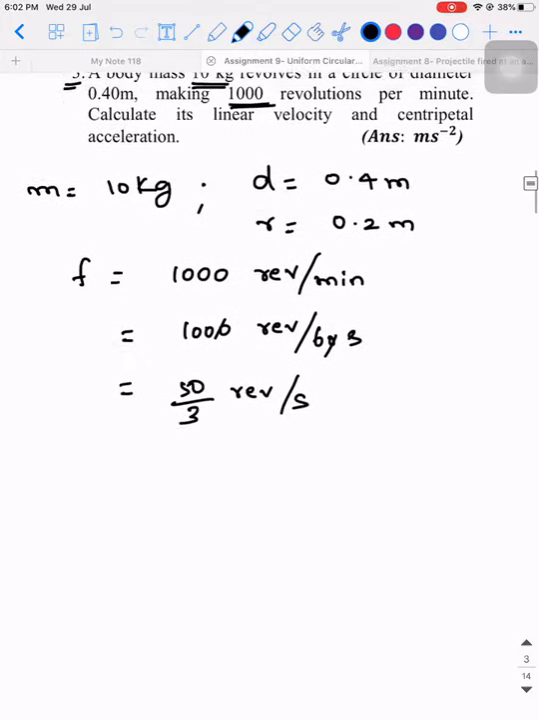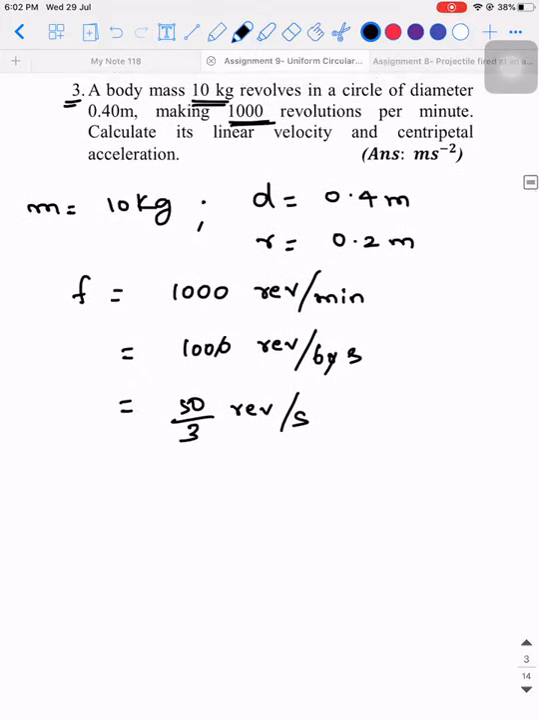So how do you calculate linear velocity? In this question, the unwanted data is mass. They are given only to confuse you. It is not needed at all.